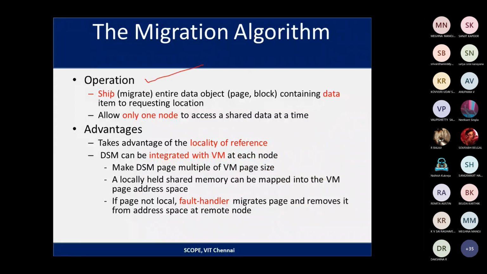Here we will ship the entire data object, that is, the block of data, to the requesting location, whatever location has requested the data. It will allow only one node to access the shared data at a time. The advantage is that it will have locality of reference.